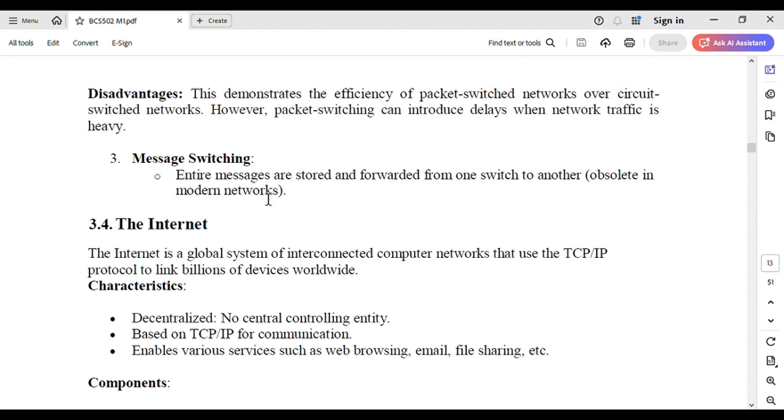In message switching, entire messages are stored and then forwarded from one switch to another switch.